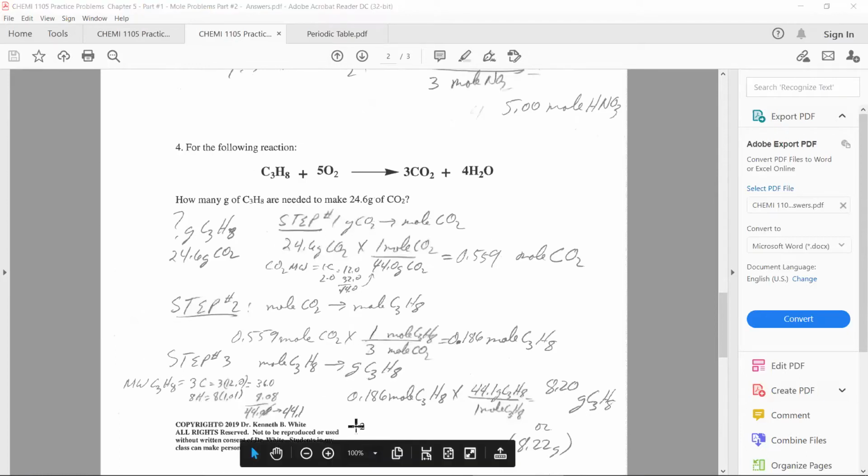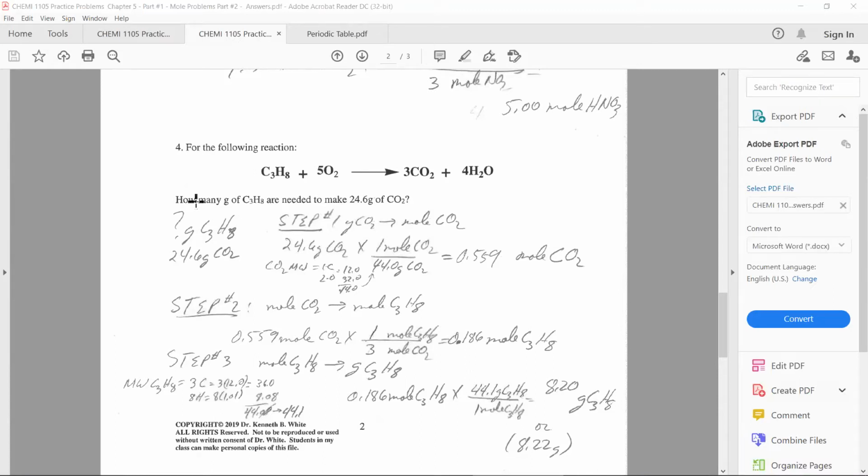And number 4 has this balanced chemical equation. C3H8 is propane. That's the gas you buy in those white tanks for your barbecue. If you react 1 mole of propane with 5 moles of oxygen, you get 3 moles of CO2 and 4 moles of water, plus a lot of heat, which we don't put down in the balancing of a chemical equation. And that's how you cook your food with the propane.